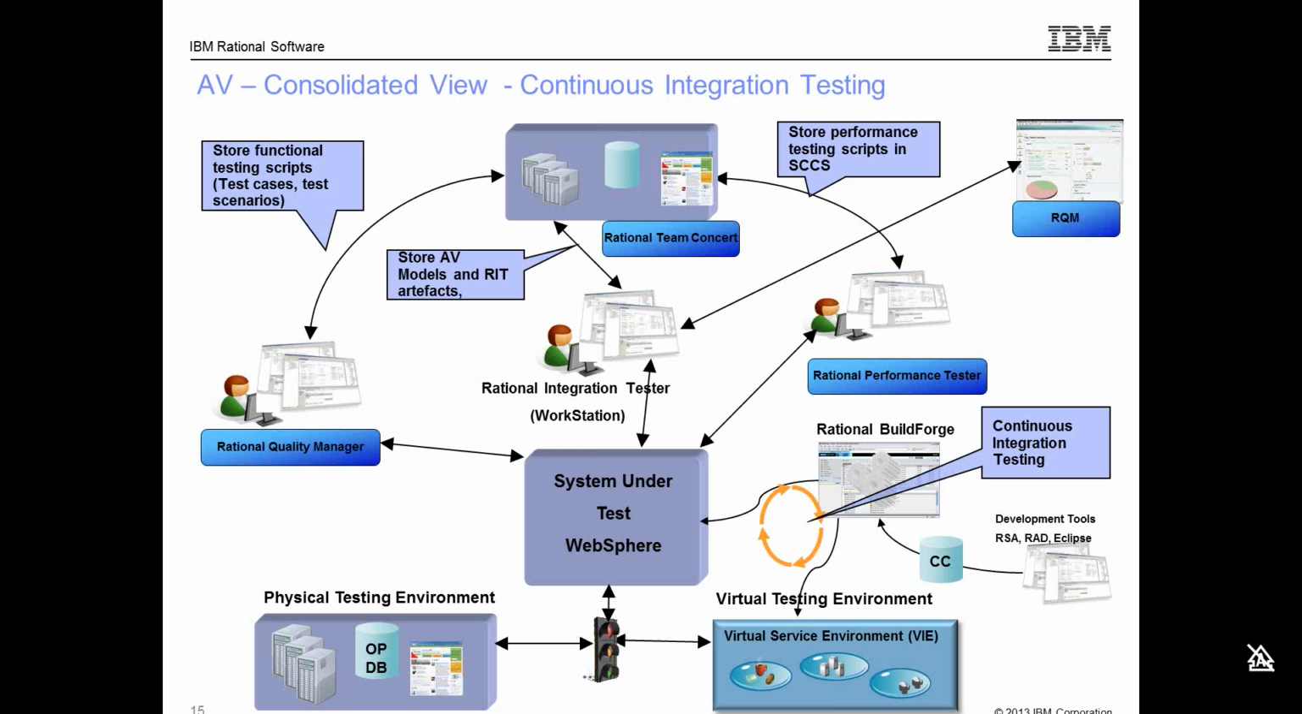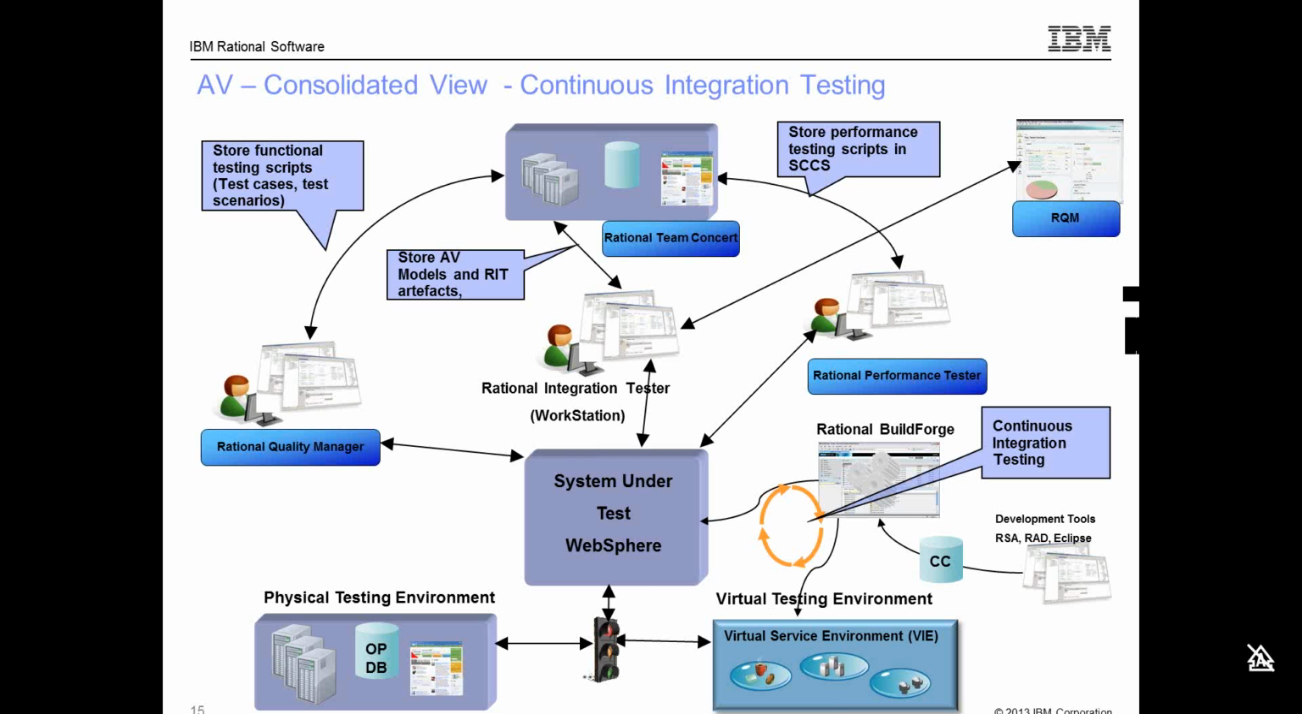So let's look at how then application virtualization gives you the ability to do continuous integration testing, right? So you have a tester working on a workstation with his Rational Integration Tester and testing the system under test. Rational Integration Tester, like we said, it creates the virtual services. It can run the tests for you on a local stubbing system.